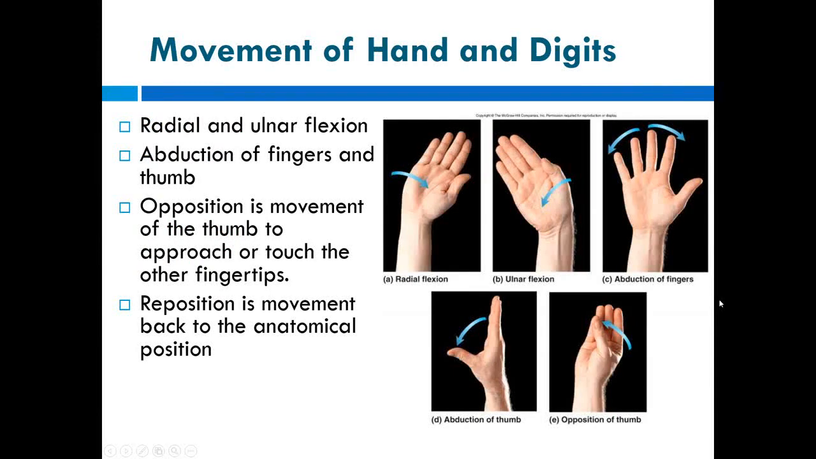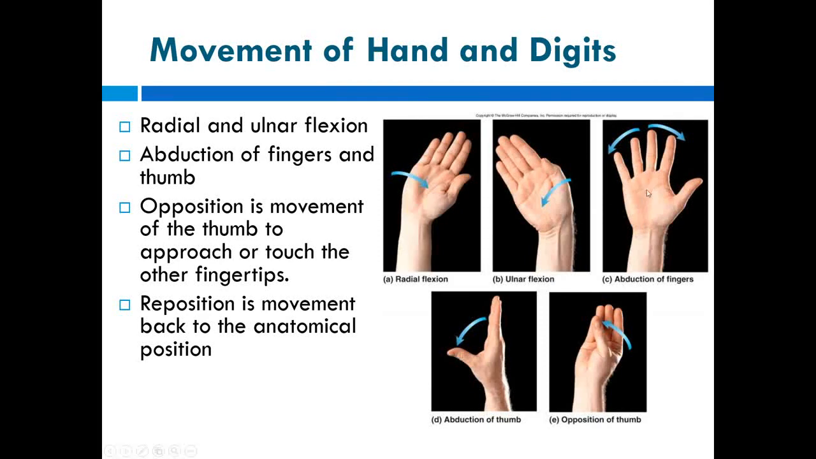Then the movements of your hand and digits. In the wrist joint, sometimes you can flex your hand laterally, that is called the radial flexion. Sometimes you can do it on the ulnar side, that is ulnar flexion, when you are waving your hand to say someone bye.